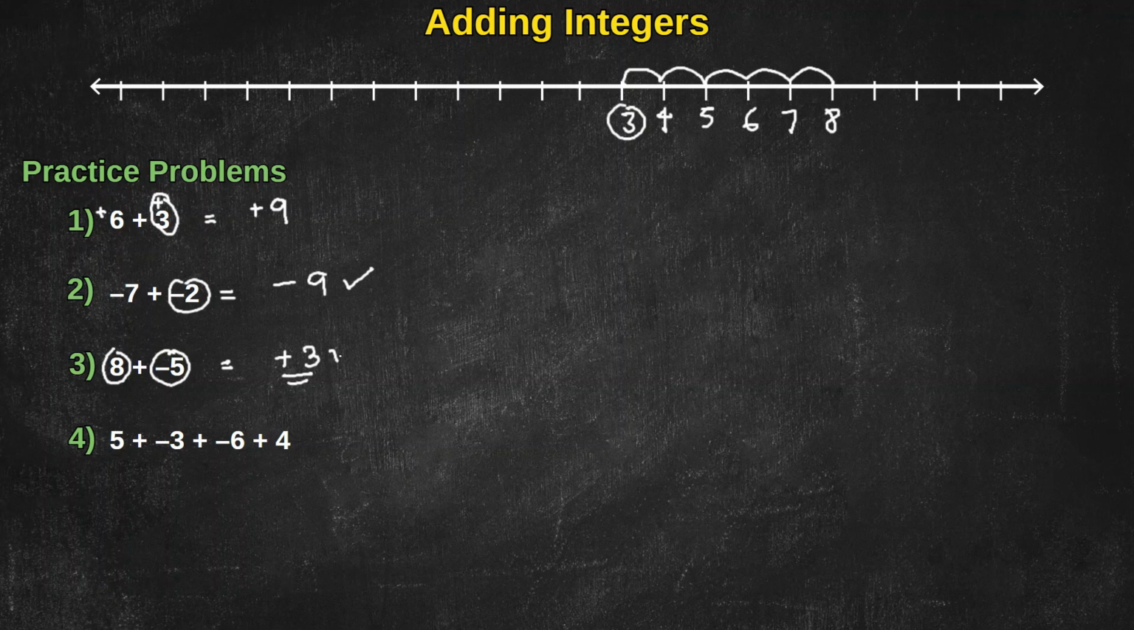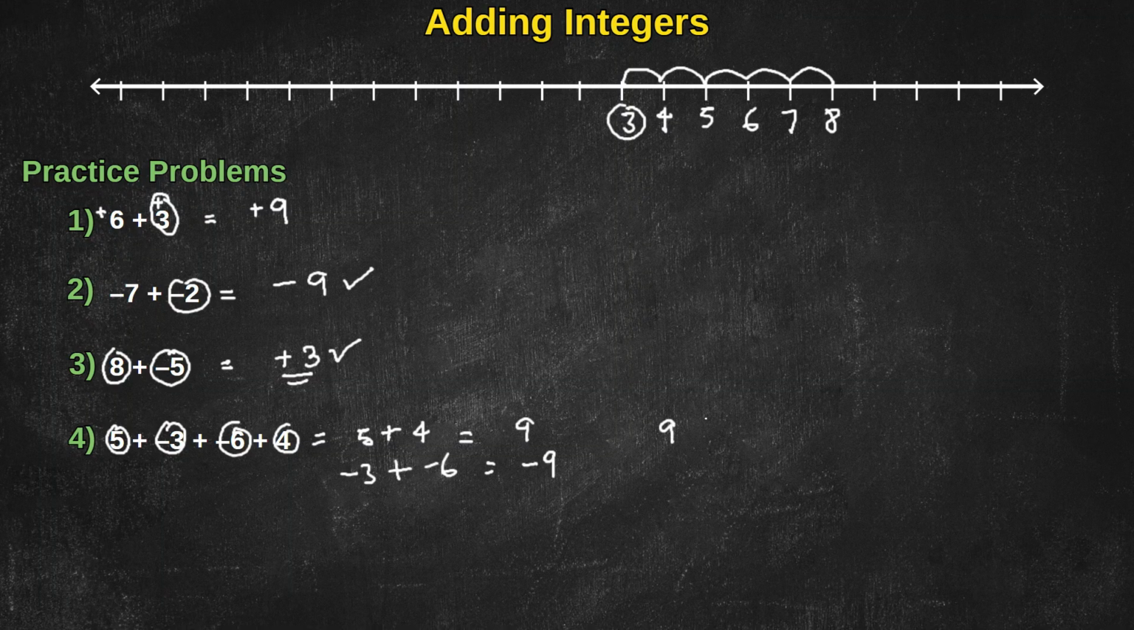Our answer is correct. Let's add the positive numbers together. 5 and 4 are positive. Let's group them. Negative 3 and negative 6 are negative. Let's group them. Now, 5 plus 4, they have the same sign. We keep this sign, positive 9. Negative 3 plus negative 6, they have the same sign. We keep the sign and we add. 6 plus 3 is negative 9. Now, we're not finished. We need to add these numbers because we're adding integers.